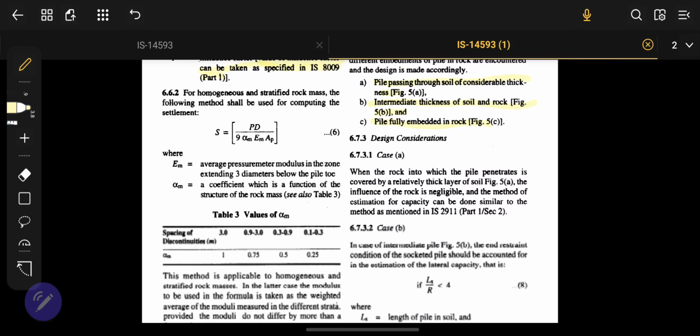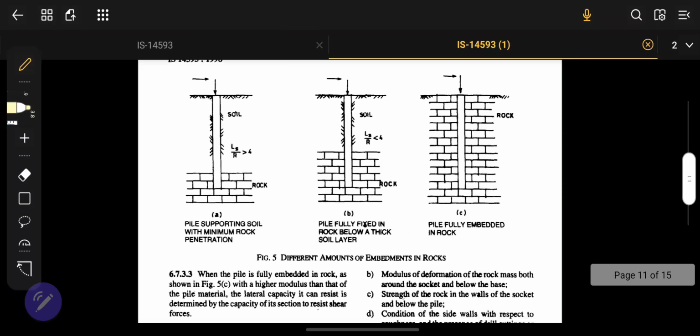So here there's a figure. What they are saying is that where you are fixing your pile will determine your fixity, whether it is partially fixed, completely fixed, or a flexible pile. So based on this, you go to IS 2911 part 1 section 2, and there are equations, or there is a graph which will give you the depth of fixity you have to assume. This is the relationship.